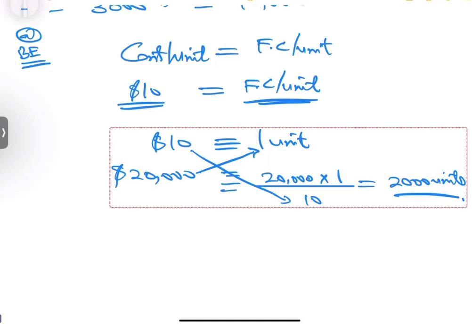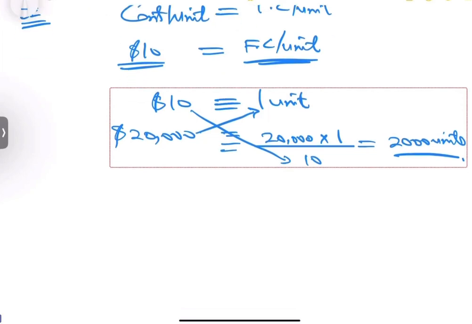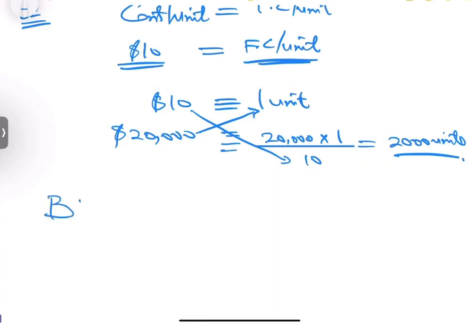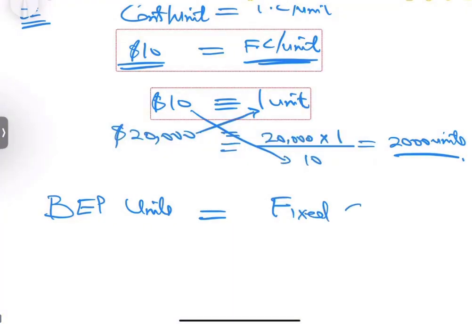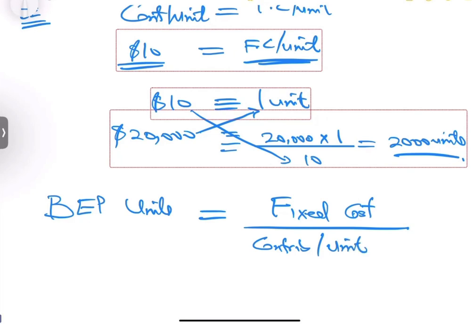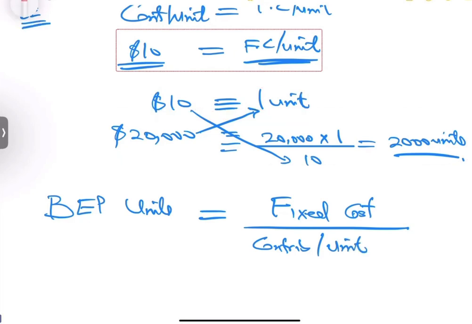It doesn't help you. So if you know this, then why do you have to memorize the formula? Because if you go into your books, they will tell you that at break-even point, the number of units you need is equals to, they ask you to memorize this formula. Fixed cost divided by contribution per unit. That is the formula in the books.